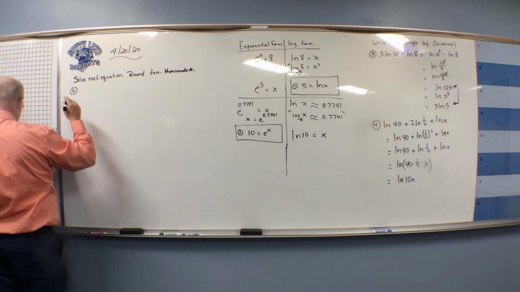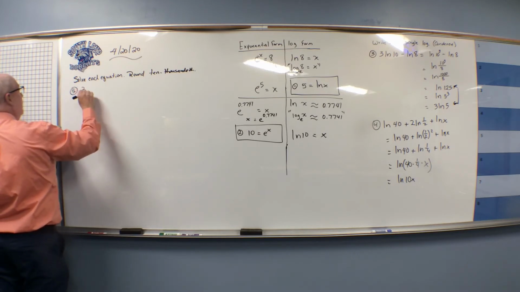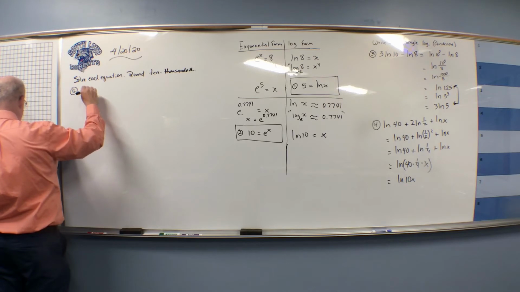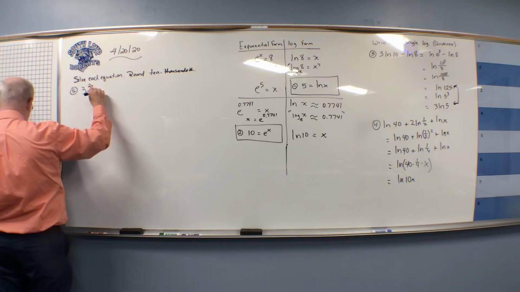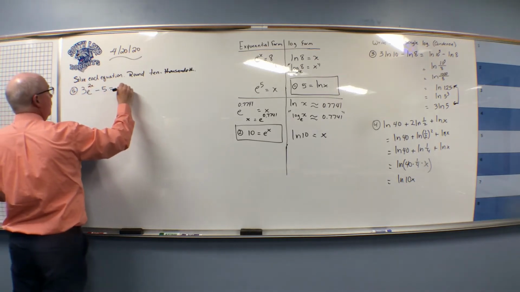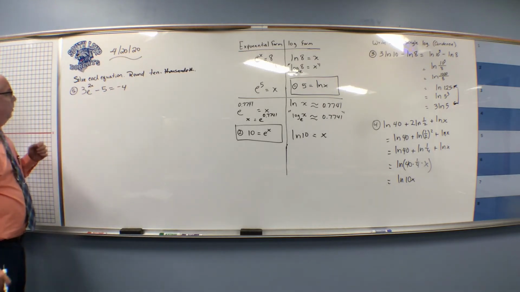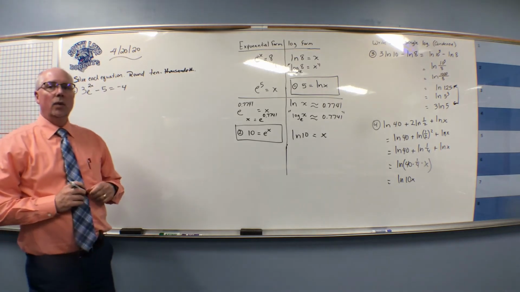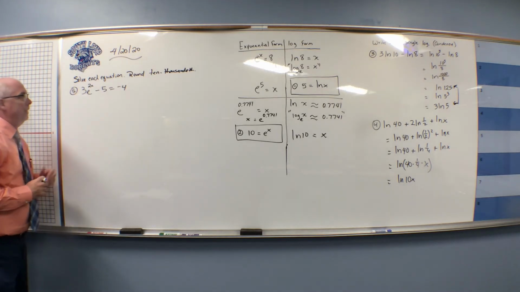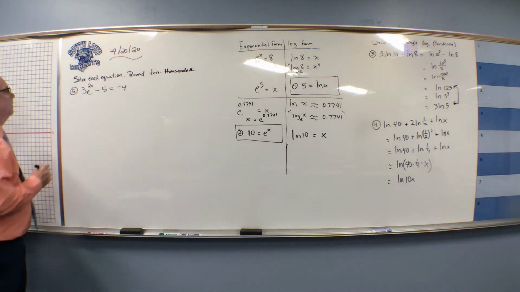Number 5, we would have 3e to the 2x minus 5 equals -4. Now you have to be careful on these because when we take the natural log of both sides, we have to make sure that we have no negatives. Otherwise, it cannot be done. And I'll show you what I mean by this.